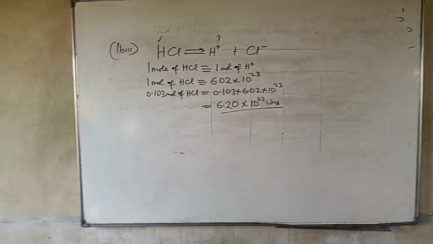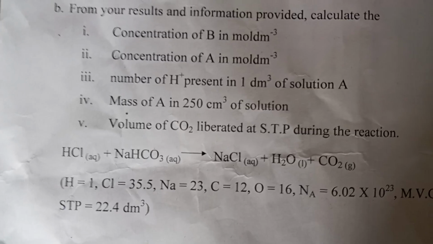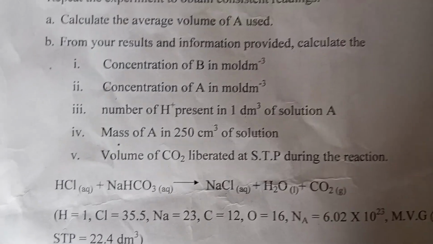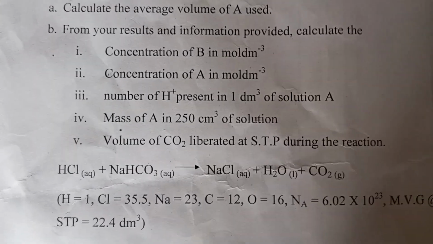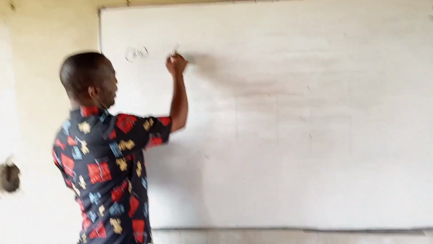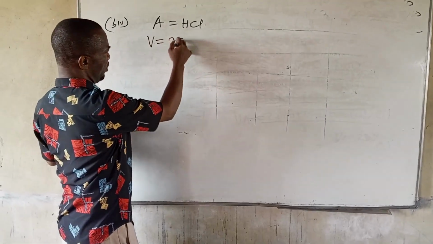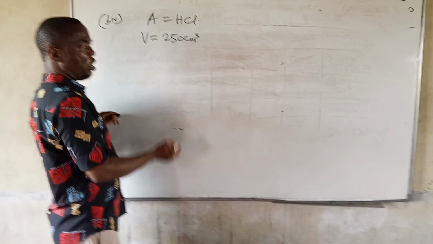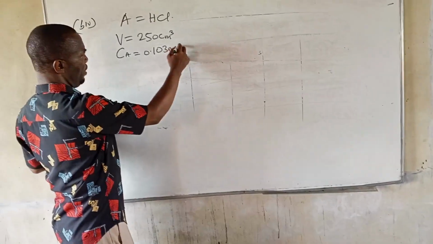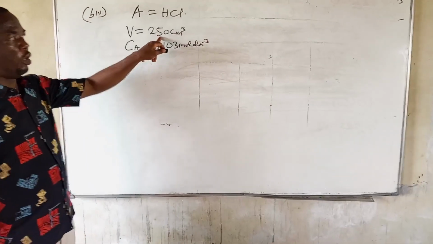So you can see the answer clearly. Number IV says mass of A in 250 cm cube of solution. Mass of A, the acid, in 250 cm cube of the solution. So remember that our A is HCl. The volume given to us is 250 cm cube of solution A. The concentration of the acid, which is the CA, is 0.103 mole per dm cube. We are looking for the mass of this acid in this volume.